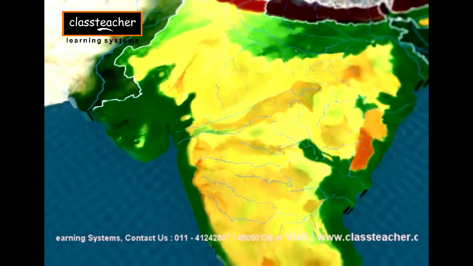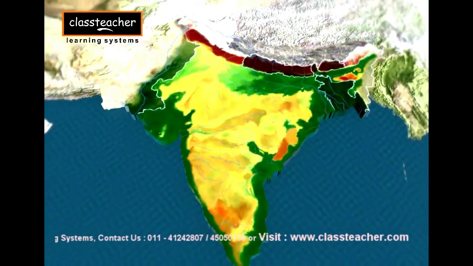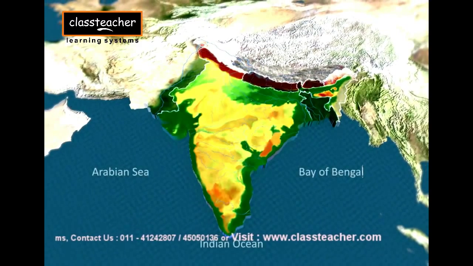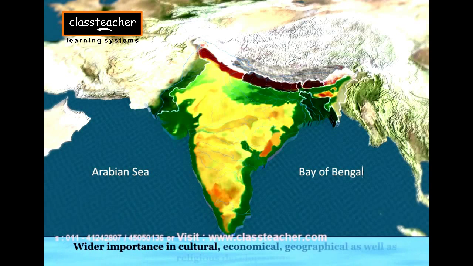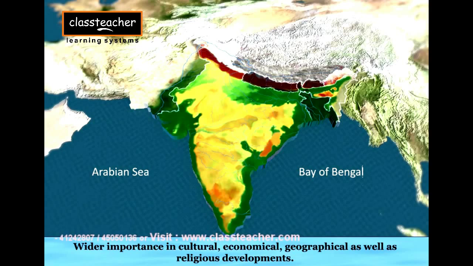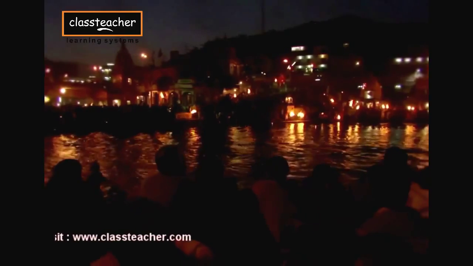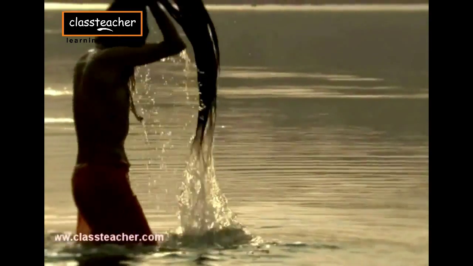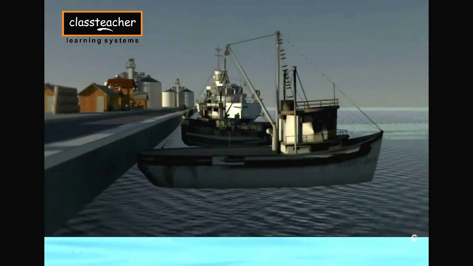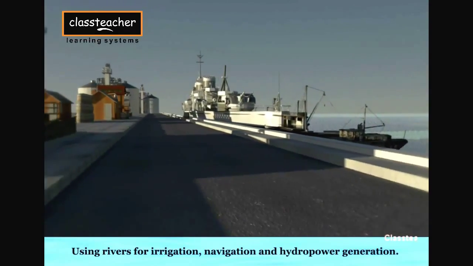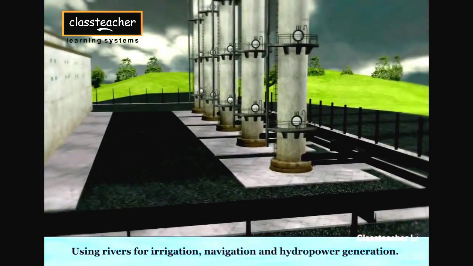Role of rivers in economy. Rivers form one of the most distinctive features of India. Amongst its many geographical marvels, at the same time, they also carry a wider significance in cultural, economical, geographical, as well as religious developments. The rivers in India are considered as gods and goddesses. Rivers have been of fundamental importance throughout human history. Water from the river is a basic natural resource. Using rivers for irrigation, navigation and hydropower generation is of special significance, leading to a flourishing Indian economy.